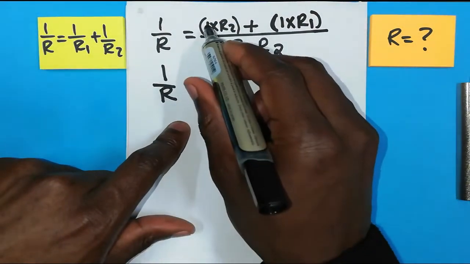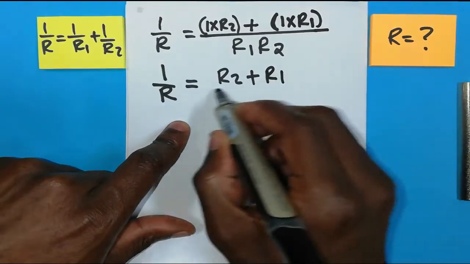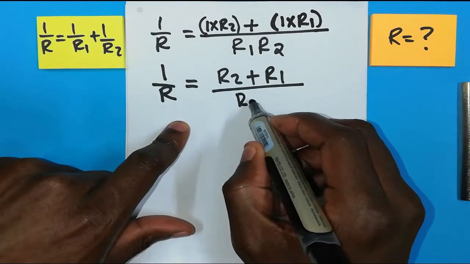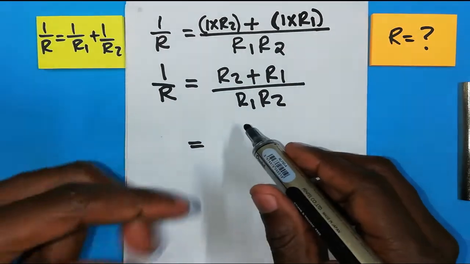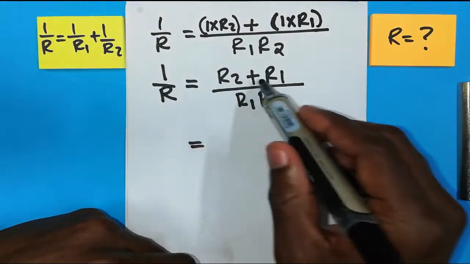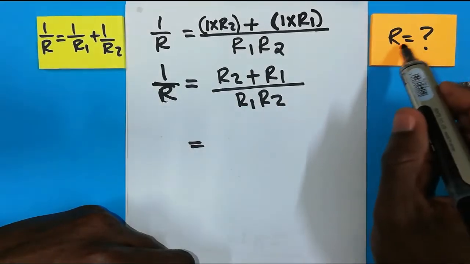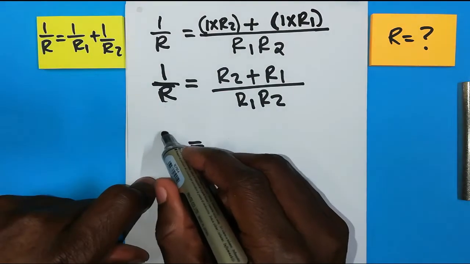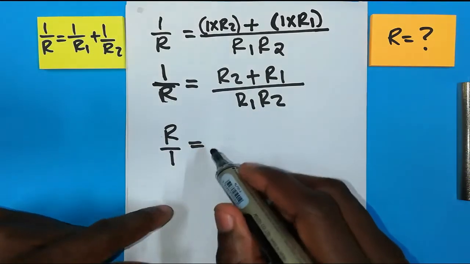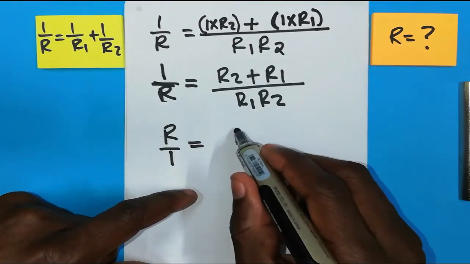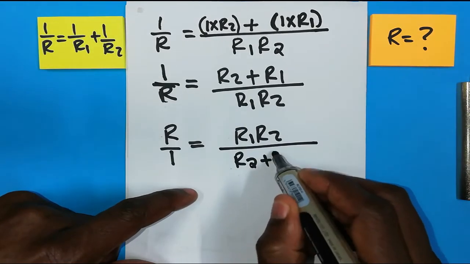All right, so 1 multiplied by R2 is R2, 1 multiplied by R1 is R1. This is R1, R2. All right, so what I can do here is just flip the fractions, since I have a 1 here, and this R is the one that I want to make the subject of the formula. So I flipped this fraction, and I'm going to flip that one as well. So I'm going to have R1, R2. So this side will be R2 plus R1.